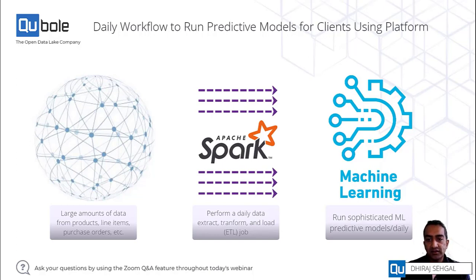On the left hand side, as you see, there is a large amount of data which they are getting from their product, line items, purchase orders and everything, and they're seeing how people are utilizing the platform with respect to content management. Now they take this data and perform a daily data extract, transform and load ETL job. It is run on Apache Spark. When the output comes, it's used to run sophisticated ML predictive models on a daily basis.